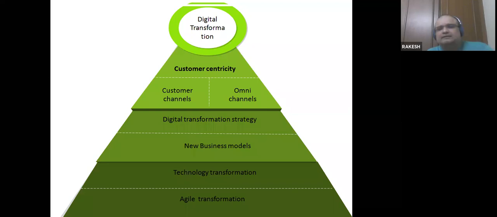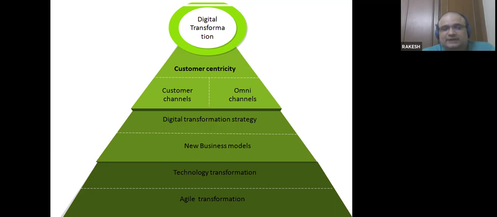So now it's in the agile world. Agility is bringing things fast. So we are adopting technology faster. Technology transformation is happening through agility. New business models are coming up. Digital strategy is created, and everything is happening in order.